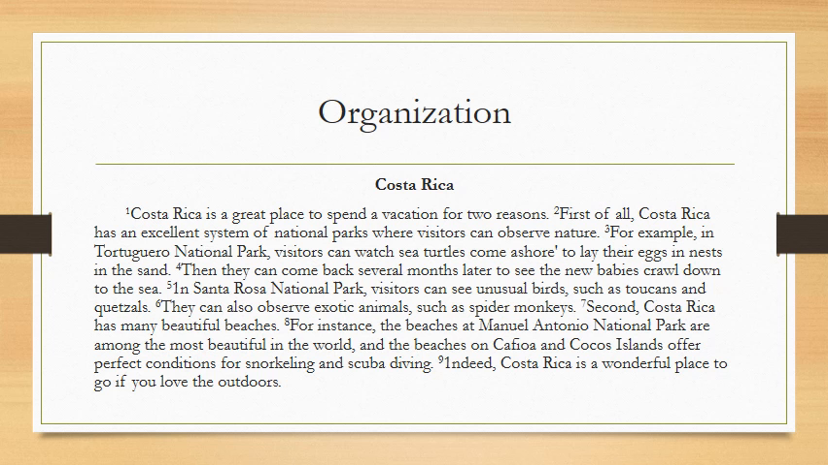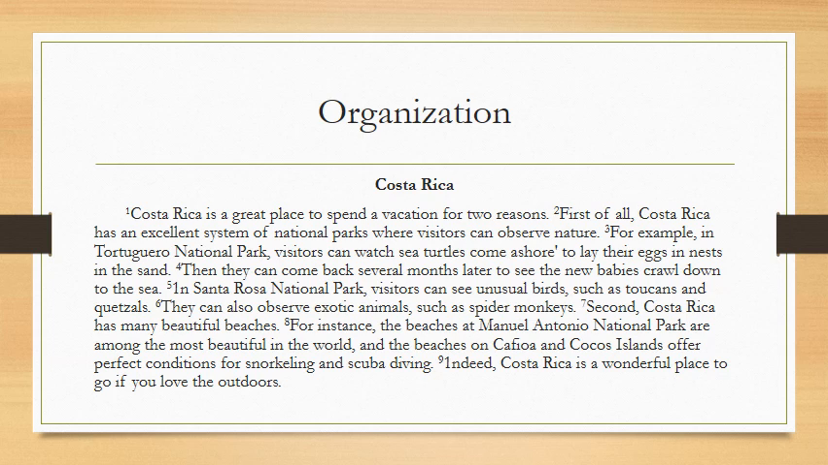Okay. All right, so Costa Rica. Sorry, let me go ahead and turn to the page that has this paragraph. It's a couple of pages in. I don't have the book in front of me, but I'm going to go ahead and read this one out loud. So the title is Costa Rica. Costa Rica is a great place to spend a vacation for two reasons.